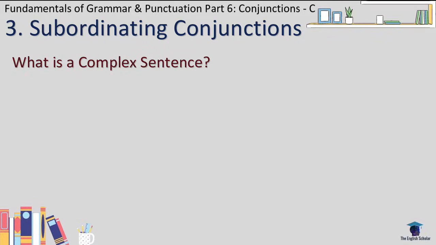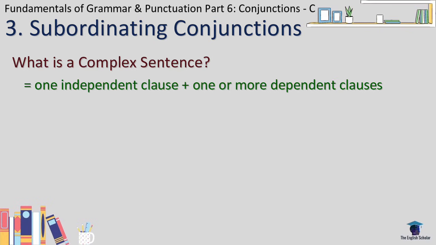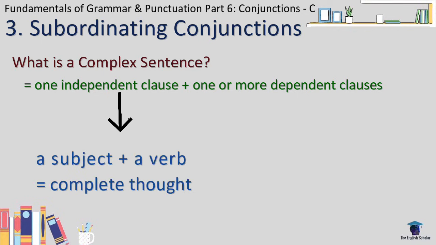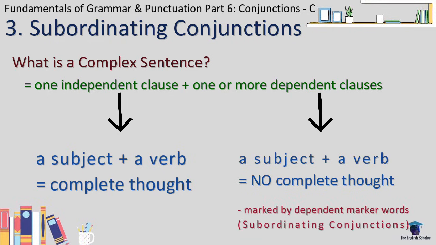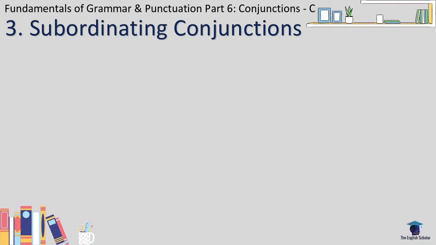Now, what is a complex sentence, by the way? By definition, a complex sentence is a type of sentence that consists of one independent clause and at least one dependent clause. It could be two dependent clauses. An independent clause is a group of words that contains a subject and a verb, portraying a complete thought. On the other hand, a dependent clause is a group of words that contains a subject and a verb, but doesn't give a complete thought and is marked by a dependent marker word, also known as a subordinating conjunction. So that's one of subordinating conjunctions' functions.